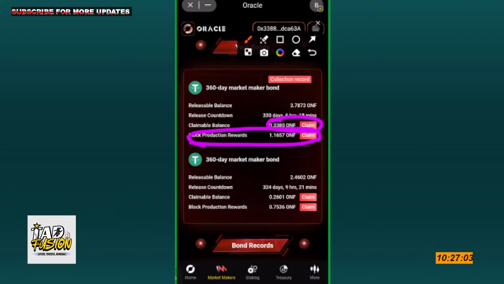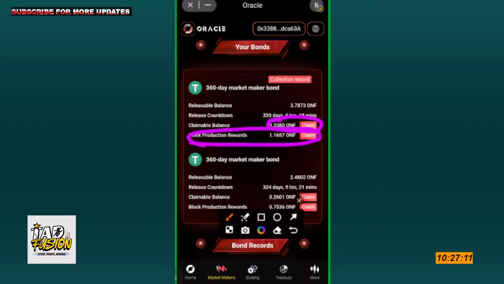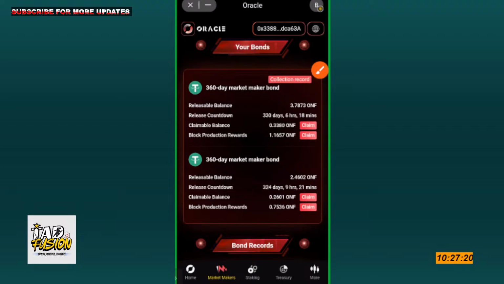Half of your capital or a quarter of your capital is being returned every time you make profit. Now, by the time you finish the 360 days, your capital will be back plus the profit you are supposed to make.